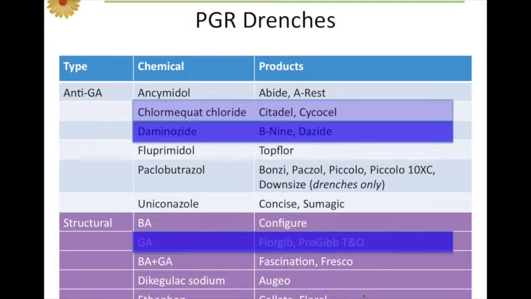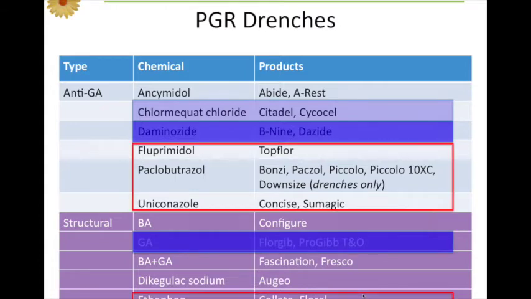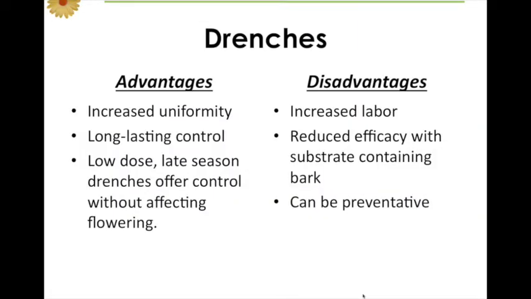Ancymidol, flurprimidol, paclobutrazol, uniconazole, BA, the combination e-GRO, and then Ethephon. And of those, the ones that are most commonly used or the most suitable for the effects are the ones in the red boxes. Topflor, the paclobutrazols, the uniconazole, and Ethephon by far are the primary ones used by the industry, and they work very well in a lot of applications.